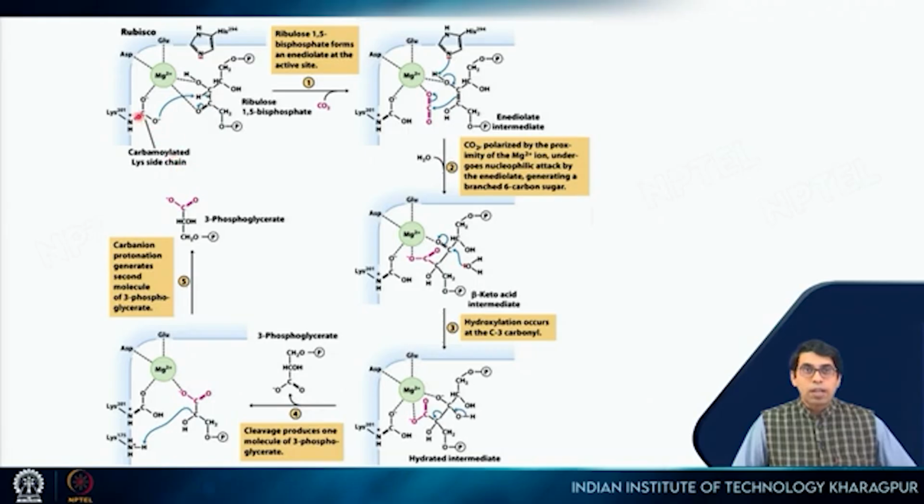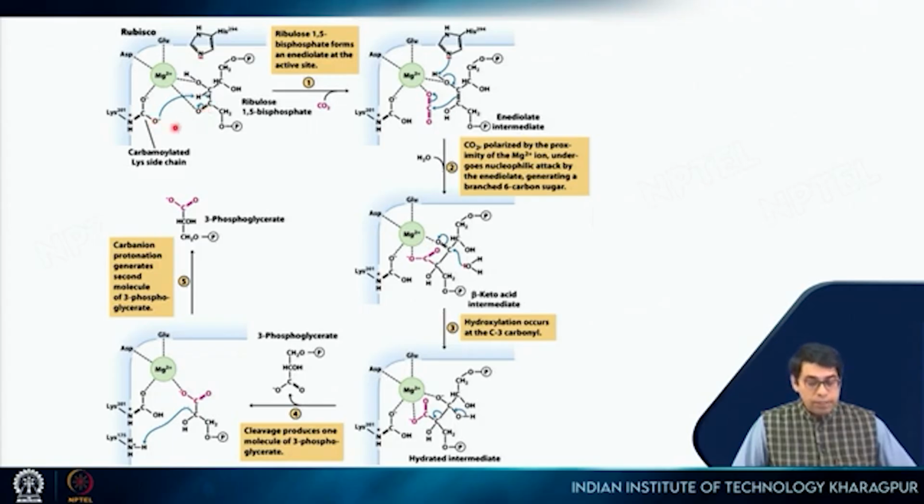So this is the carbamoylated lysine. Okay, so that's the carbamoyl group, right? It is coordinating with the magnesium ion, and this is your ribulose 1,5 biphosphate. So we can count the number of carbons: 1, 2, 3, 4 and 5, right? Now this proton, so you see a ketone group here.